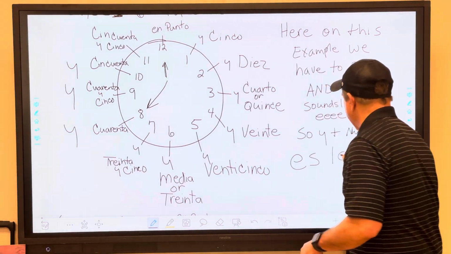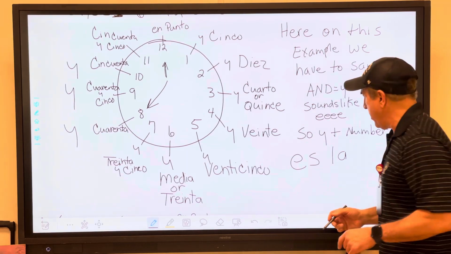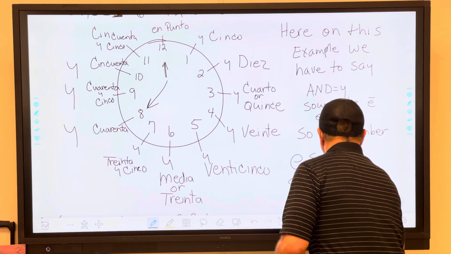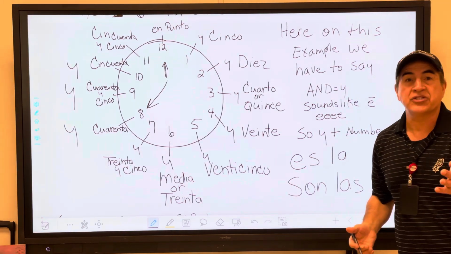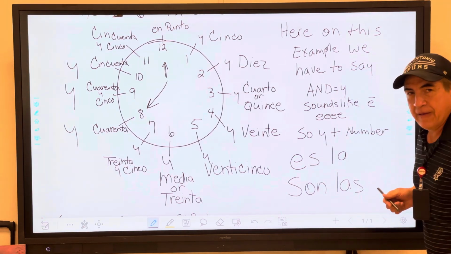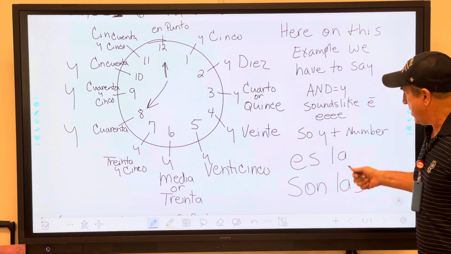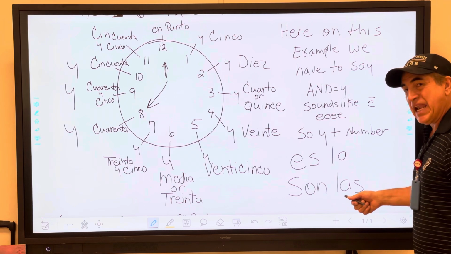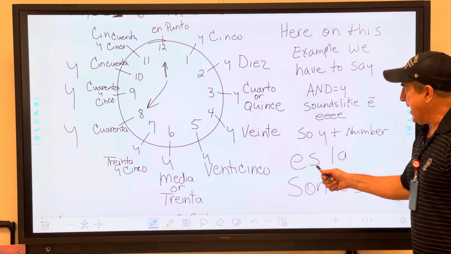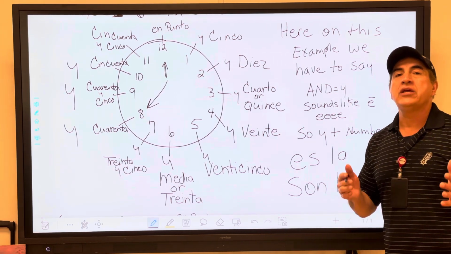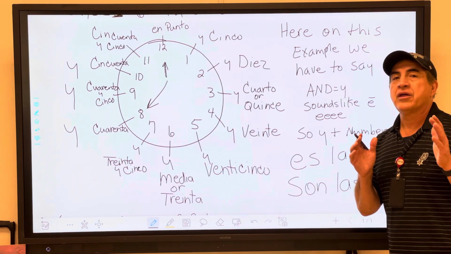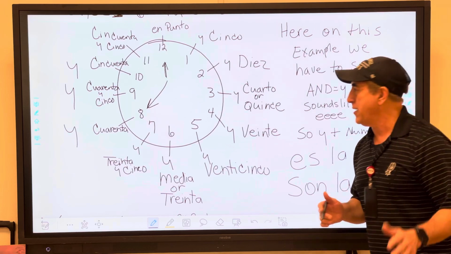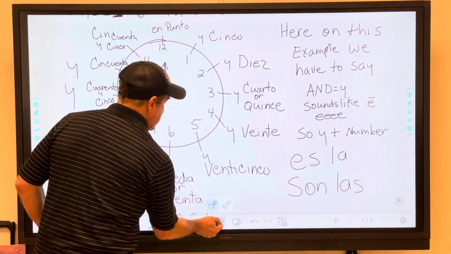You're going to say either es la or son las. Which one is singular? You guys tell me, which one is singular? Es la is singular, right? So that means son las is plural. Es la is only used with the 1 o'clock hour and everything related to the 1 o'clock hour only. So let's start off there.